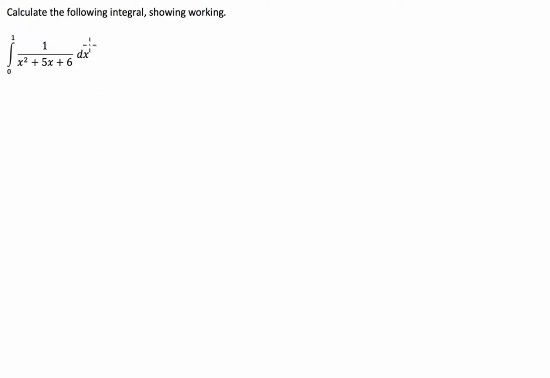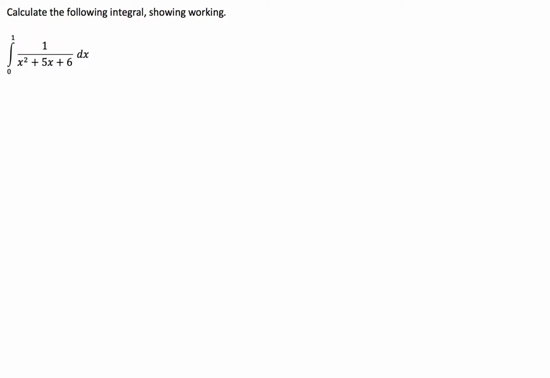Now the complicated part about this question is that to be able to integrate this, we need to get this fraction as an addition of two fractions with linear denominators rather than a quadratic that we see here. And so the way that we do that is we're going to split this 1 over x squared plus 5x plus 6 into two partial fractions and then integrate those partial fractions separately. And that's the method that we're going to use today to calculate this particular integral.